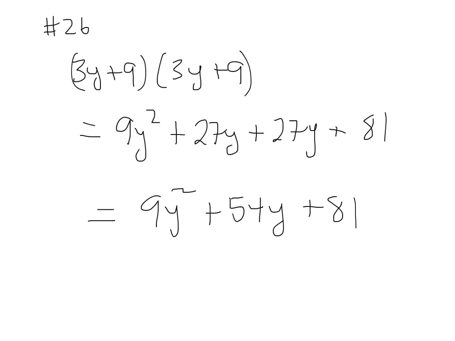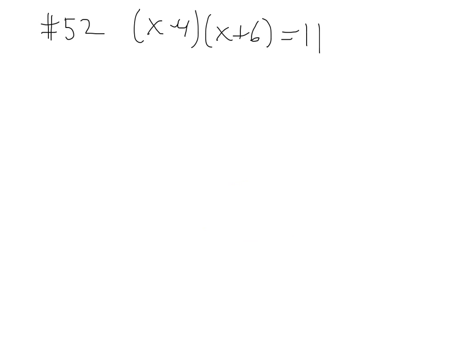In this one, I remember I saw your answer. You were missing this plus 54. So I'm not sure what happened there. I'm not sure if you forgot to do FOIL or if maybe somehow you made a mistake and you had a positive 27y for one of them and a minus 27y for the other. But they should both be positives. They add up, you get a 54 in the middle.